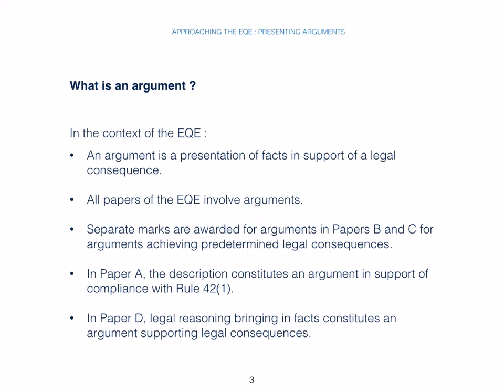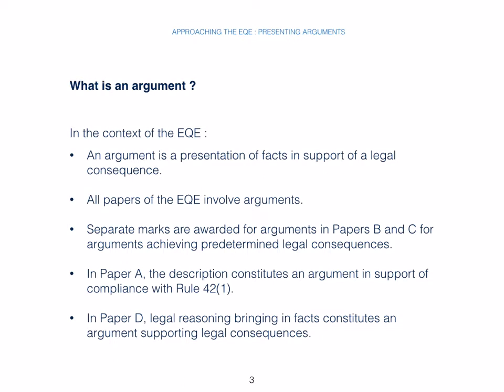All papers of the EQE involve arguments. Separate marks are awarded for arguments in papers B and C. They are for arguments for achieving predetermined legal consequences. In paper A, the introduction to the description constitutes an argument in support of compliance with Rule 42.1. In paper D, legal reasoning that brings in facts constitutes an argument supporting legal consequences.